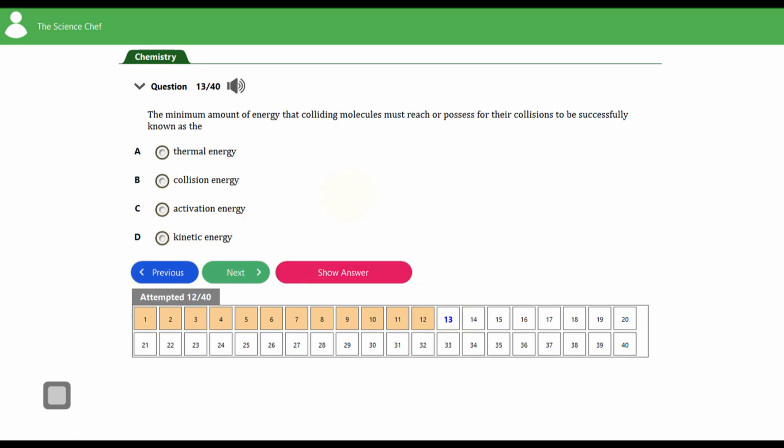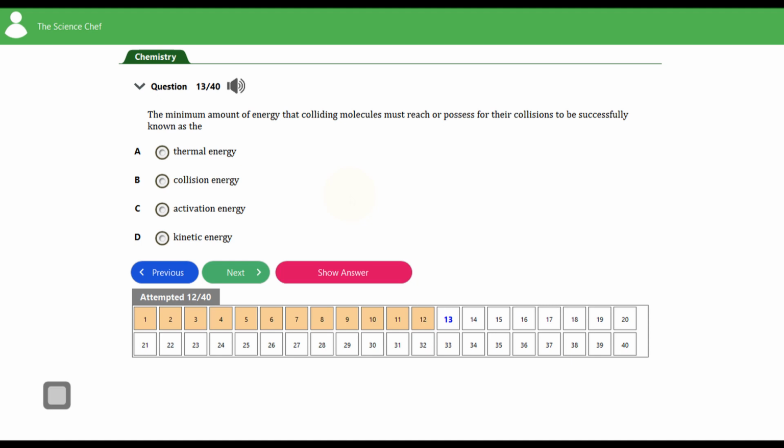Question 13. The minimum amount of energy that colliding molecules must reach or possess for their collisions to be successful is known as A, thermal energy, B, collision energy, C, activation energy, D, kinetic energy. Actually, there's no need wasting time on this question. There are some questions you're not meant to waste your time on. The answer to this question is activation energy, right?